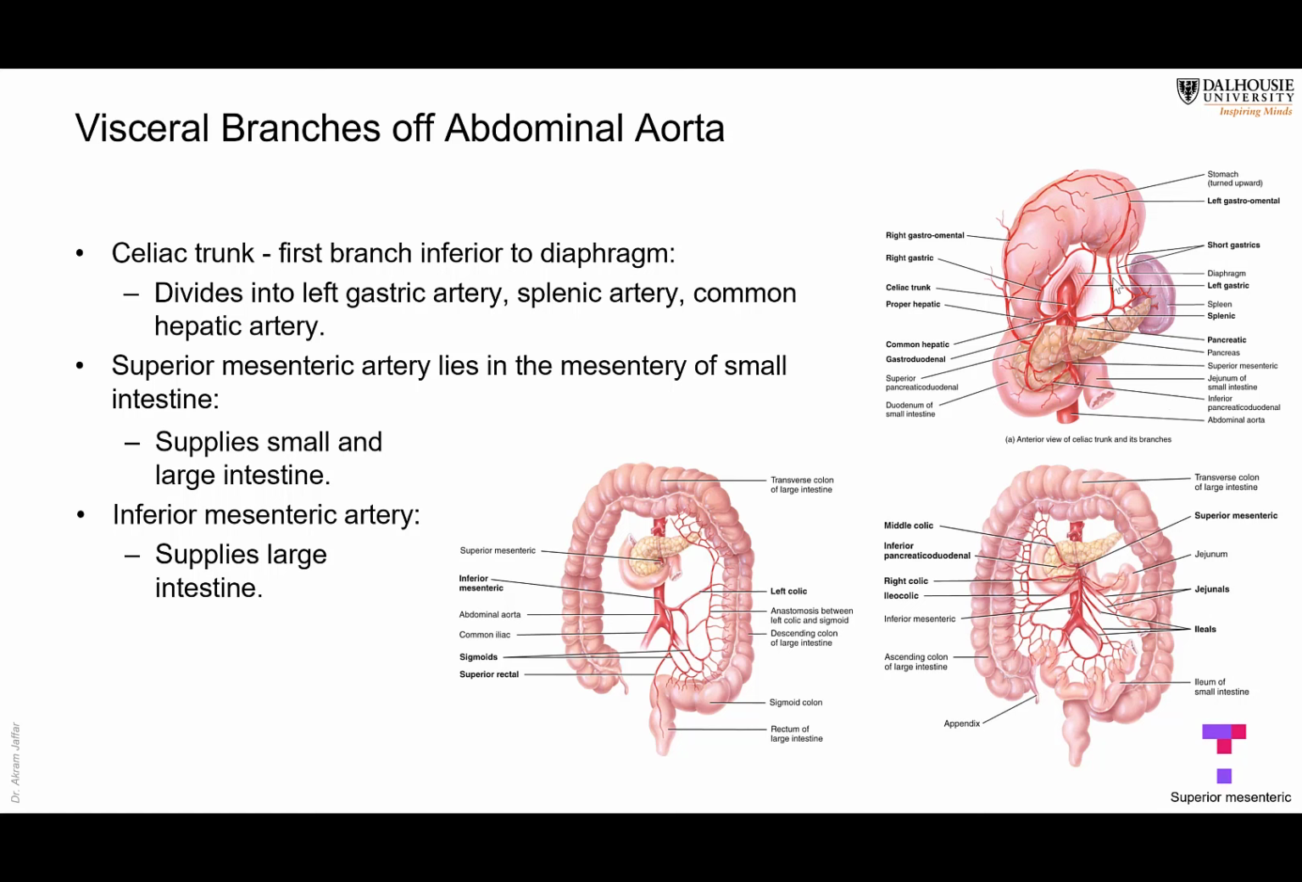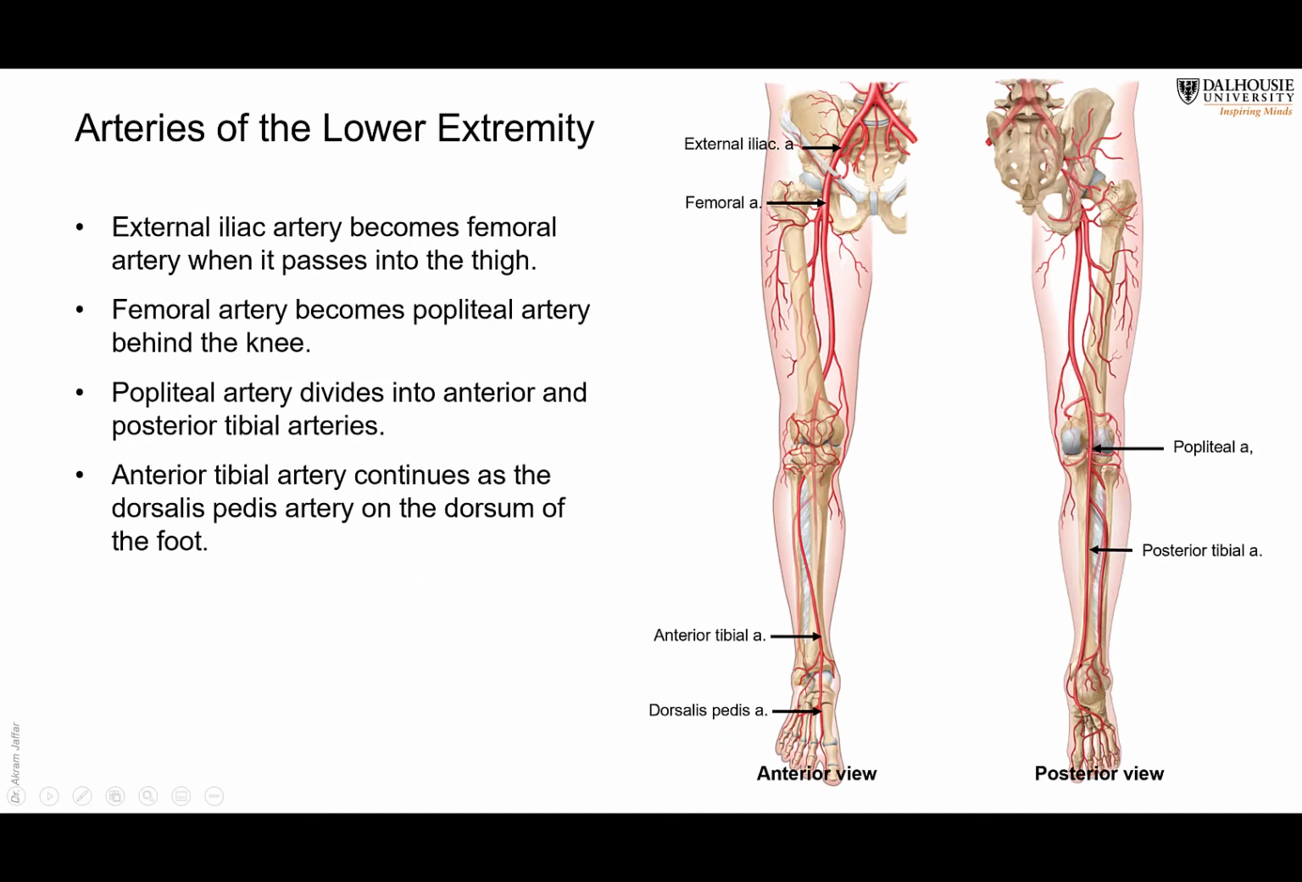And then we have the superior mesenteric, which supplies almost all the small intestine and the proximal part of the large intestine, and then the inferior mesenteric, which supplies the distal part of the large intestine, does not supply any small intestine.